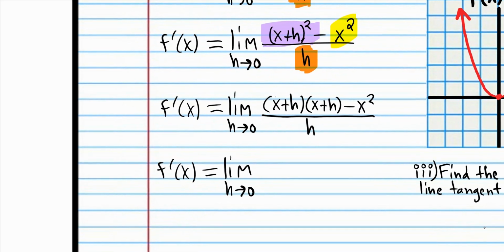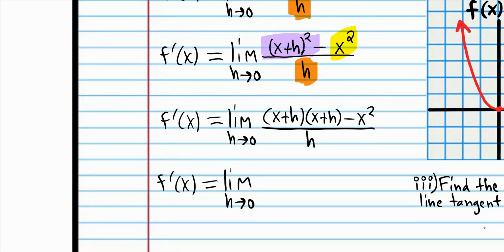So we're going to use FOIL. FOIL is the acronym, so we're going to multiply the first numbers. x times x is x squared. Then outside, that's going to be xh. And multiply the inside. That's going to be hx, which is the same as xh. And multiply the last term, so h times h is h squared.